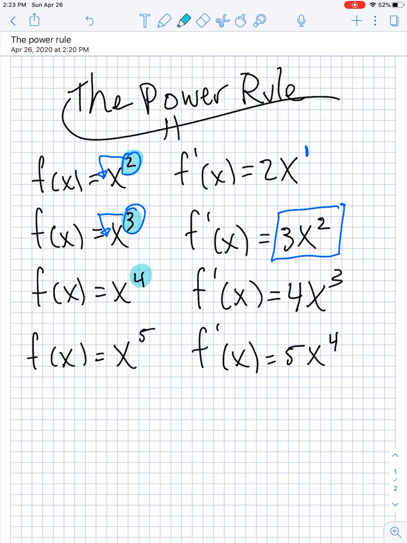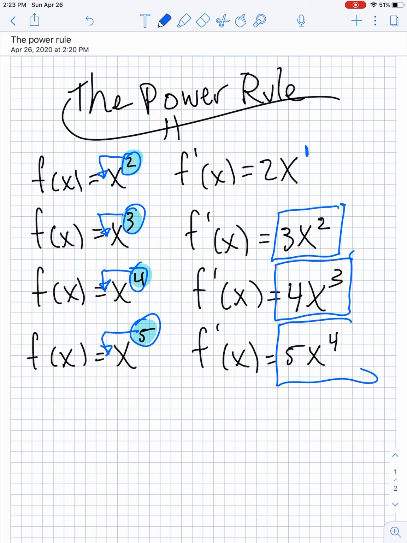Here, if you take the 4, bring it out front, and then drop the power down by 1, you would get 4x cubed. Same thing with the 5. I call it the old pop and drop because you pop it out front and then you drop it down 1. So from the pop and drop, you get 5x to the fourth.